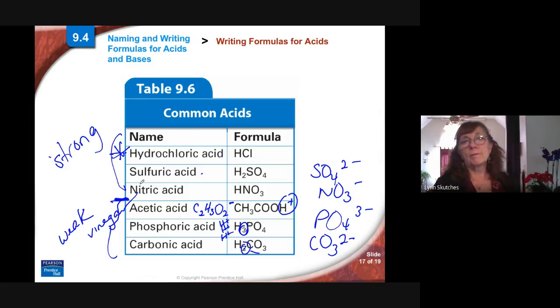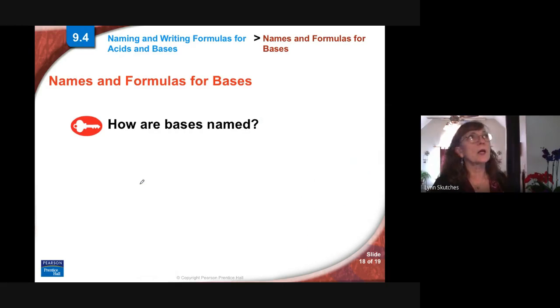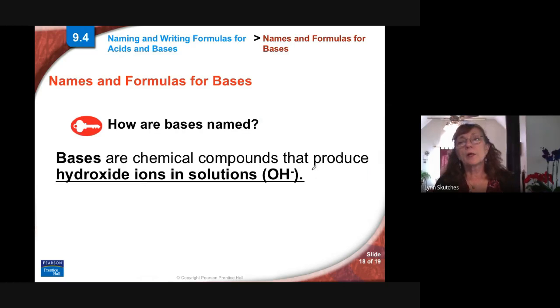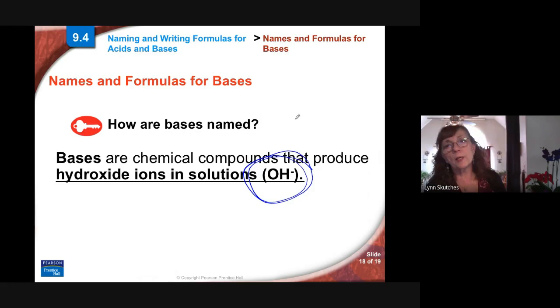All right, bases are amazingly simple, okay? How do we know something's a base? We know that if it has hydroxide. For now, that's our definition of a base. There's more than one way to explain it, but that'll work for us. Hydroxide ions are anions. It's a polyatomic, right?